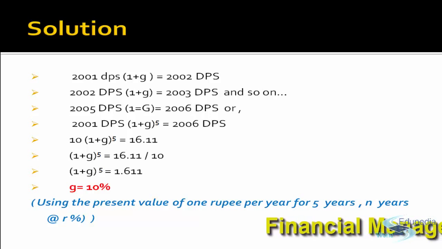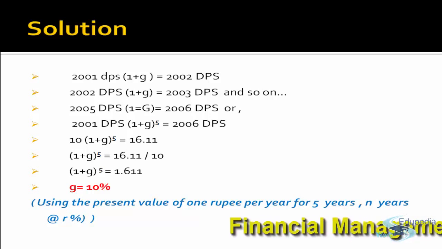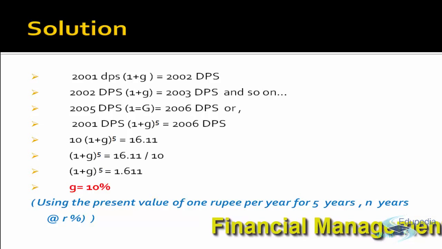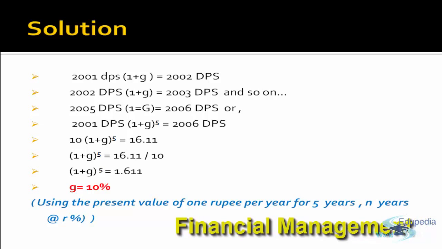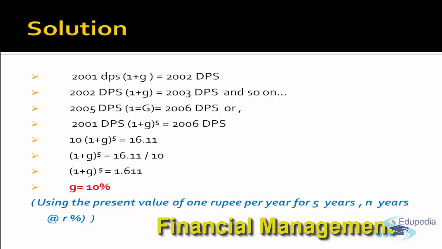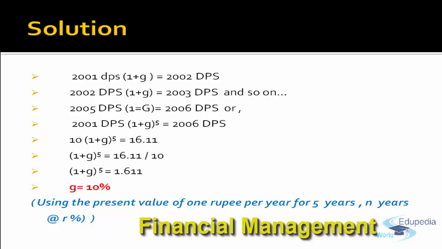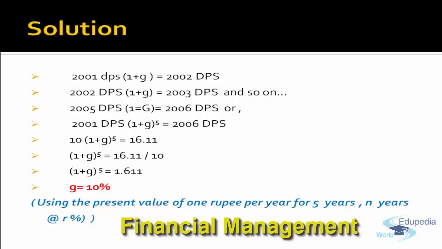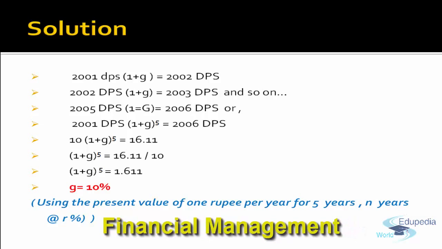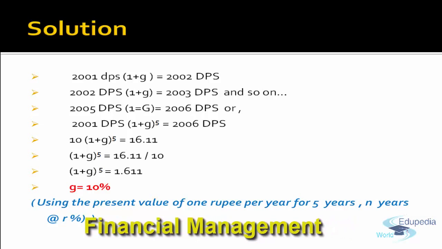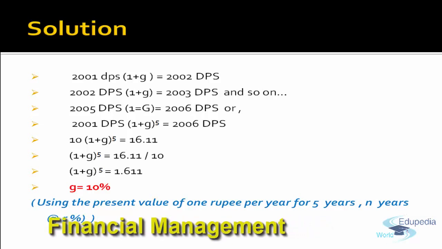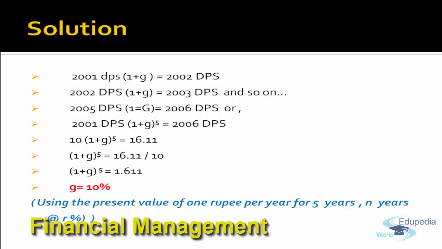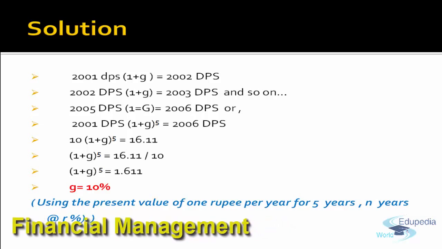In this case, what does this G represent? It is like the present value of 1 rupee for 5 years, where 5 is the N here. So that means N years at R percent. When you use the table, there are various tables given. When we use that particular table, we will find that G is equal to 10%. Perfect. Now this is using tables.